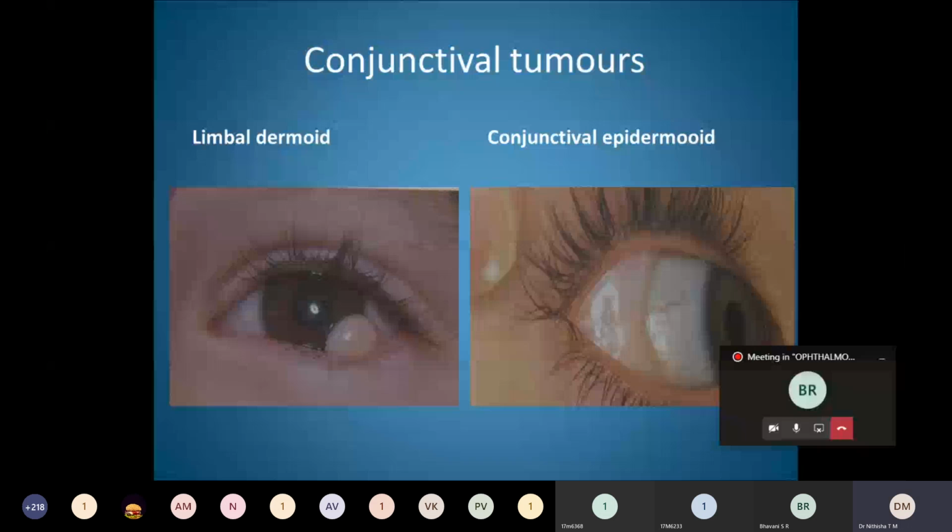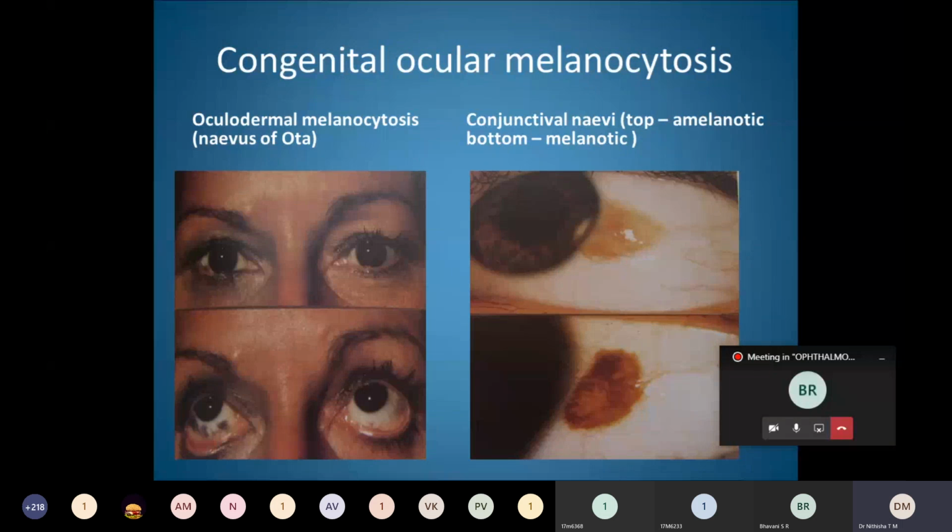This is ocular melanocytosis, nevus of Ota. This is why nevus of Ota is important: because it is more prone to secondary glaucoma. So if you see any patient with conjunctival melanosis along with pigmentation on one side of the face, you can refer them for an IOP checkup. On the right side you can see conjunctival nevi.